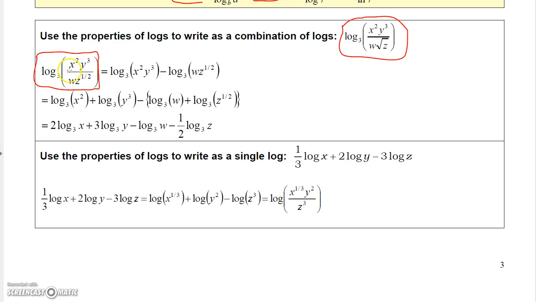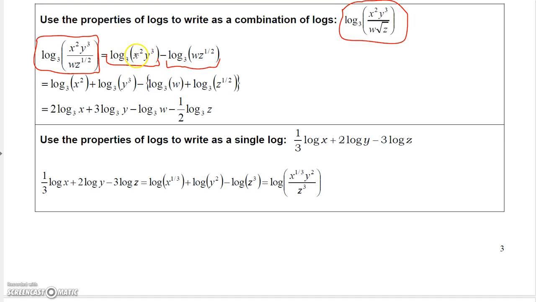Now, there's a property up here that says the log of m divided by n, so let's say m is the numerator and n is the denominator, is equal to the log of m minus the log of n. So I can rewrite this as the log of the numerator, base 3, minus the log of the denominator, base 3. Well, then there's a property that says the log of m times n can be written as the log of m plus the log of n. So I can write the log of x squared times y cubed as the log of x squared base 3 plus the log of y cubed base 3.